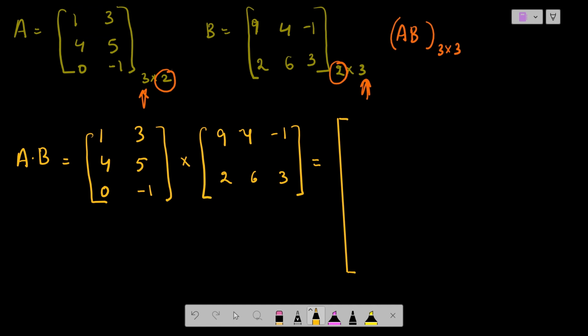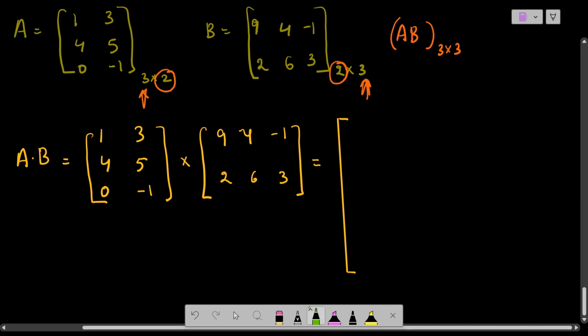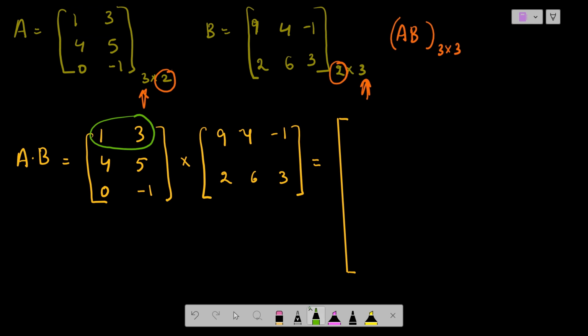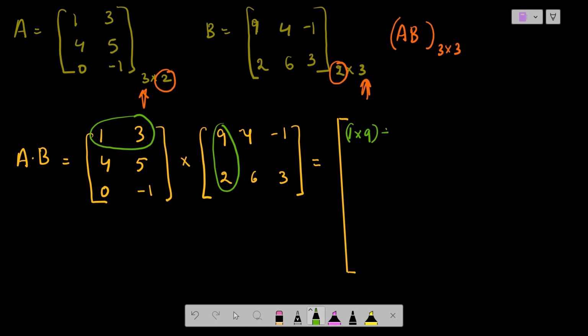What we are going to do first is take the first row elements and multiply with the first column elements and add. First row elements should be multiplied with first column elements and written in the first place. So what I am going to write here is, check here: multiply 1 into 9 and next 3 into 2, and both these things you have to add. That's it. Understood?